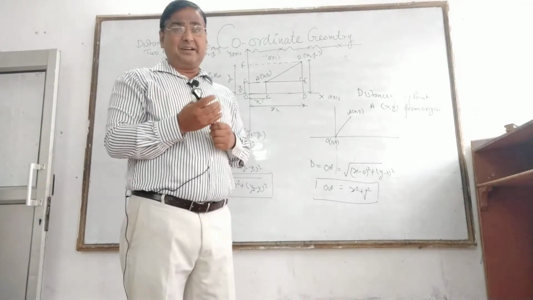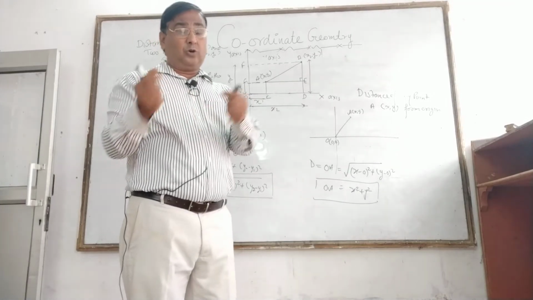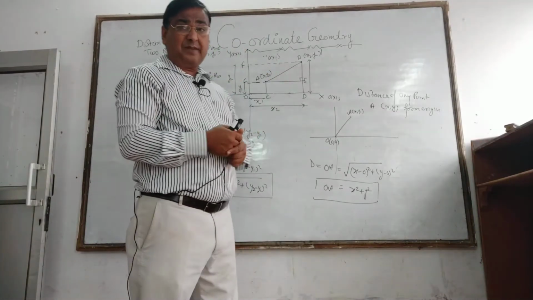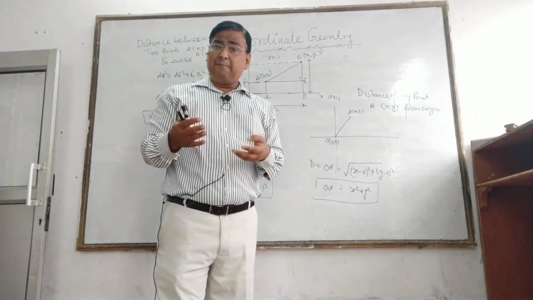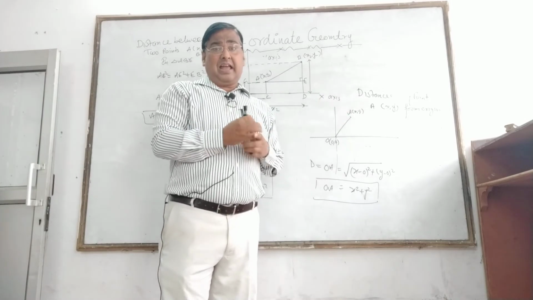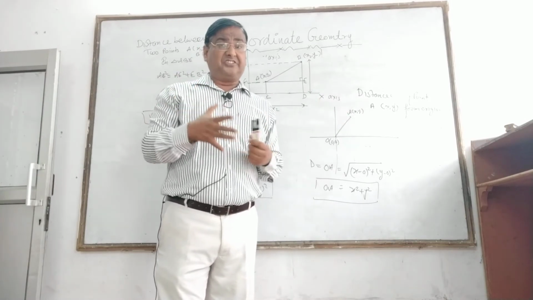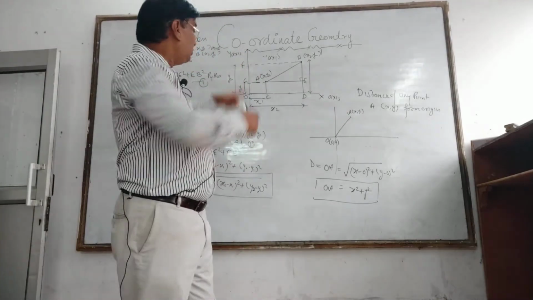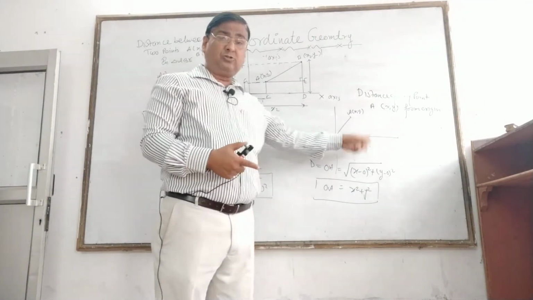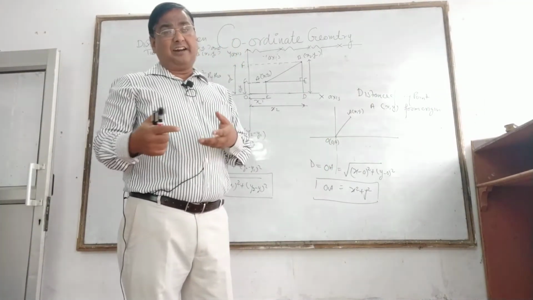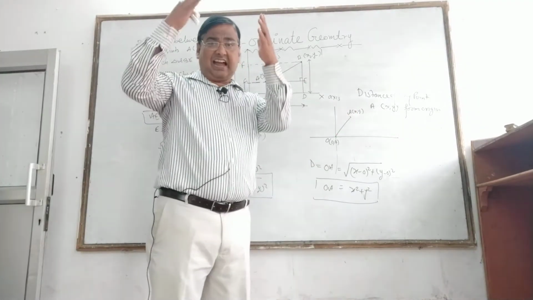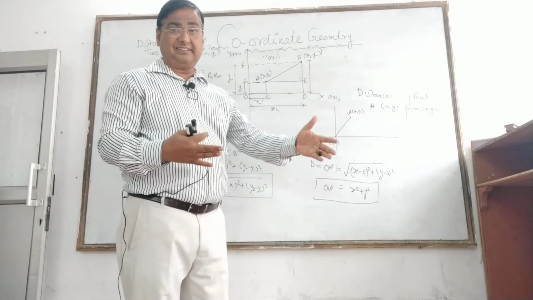So coordinate geometry helps to locate a point in a plane. It is the branch of mathematics in which we study the position of a point in a plane, and this is known as the Cartesian plane. This total plane is divided by 2 mutually perpendicular lines, and these 2 mutually perpendicular lines are known as axes. The horizontal line is known as the x-axis and the vertical line is known as the y-axis.